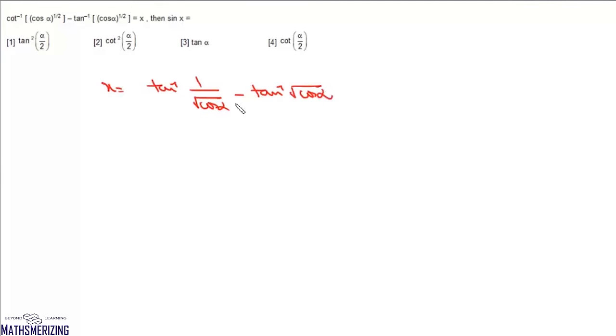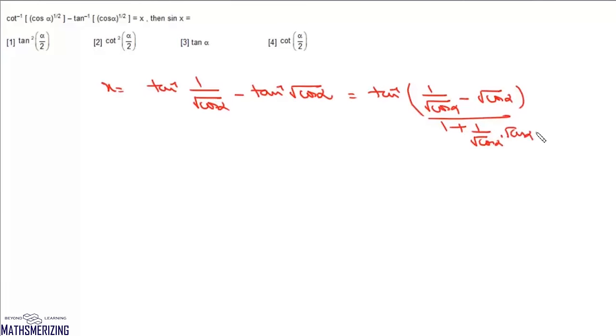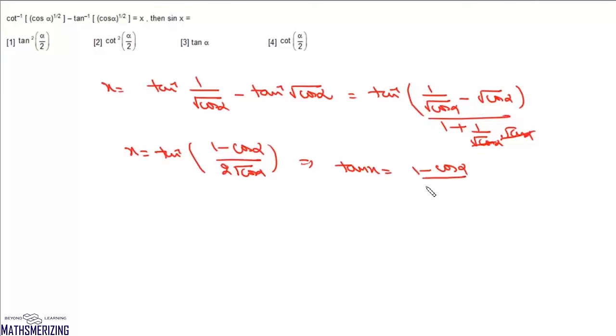Now we'll use the formula for tan inverse x minus y. So it'll be tan inverse of 1 upon under root cos alpha minus under root cos alpha, upon 1 plus 1 upon under root cos alpha into under root cos alpha. Now we'll cancel. So we'll get this x as tan inverse of 1 minus cos alpha upon 2 under root cos alpha. Now we'll take this tan inverse on the left hand side. We can write tan x as 1 minus cos alpha upon 2 under root cos alpha.